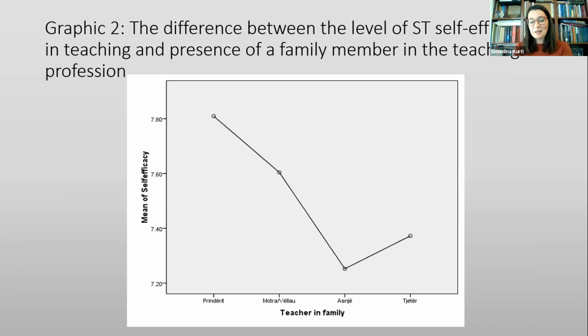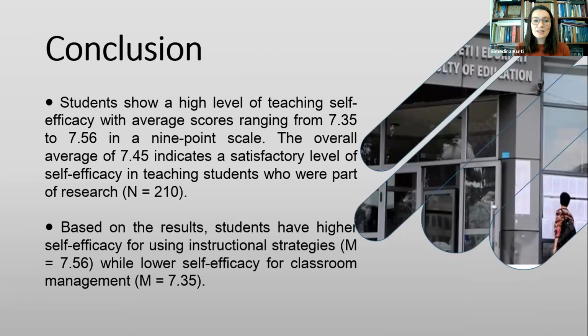So here it is in Albanian. I didn't translate this graphic. So it's a decrease if they have none of them or others, while you see 7.8 if they have parents in the teaching profession. Well, the conclusion is that students show a high level of teaching self-efficacy, with average scores ranging from 7.35 to 7.56 on a 9-point scale.